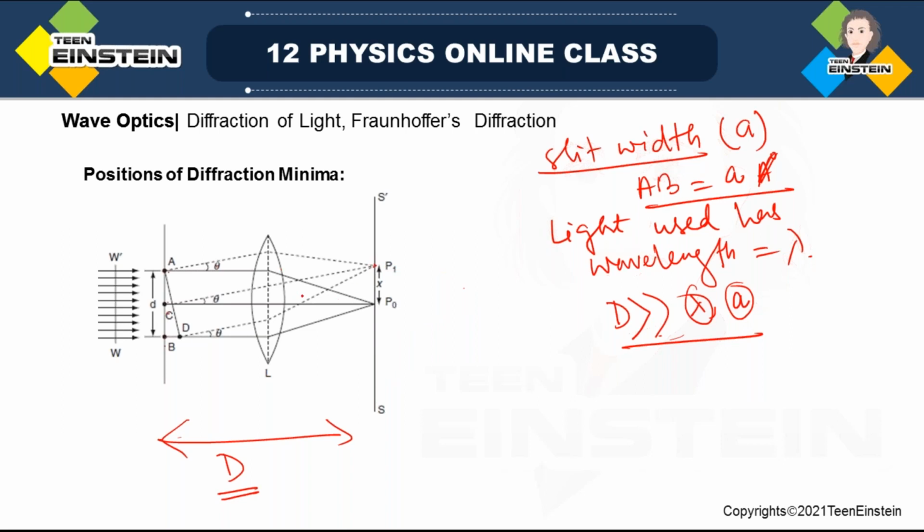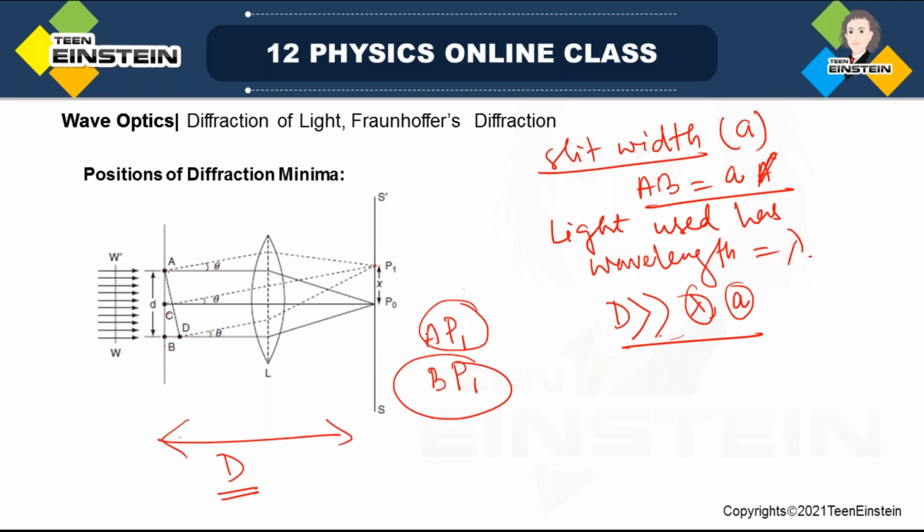If you want to find out the condition, you have to find out the path difference between the lights. So I'm just taking two lights first: the light which is going from A to P1, and the light which is going from B to P1. We have to find out the distance of the path they travel, and the difference between them.